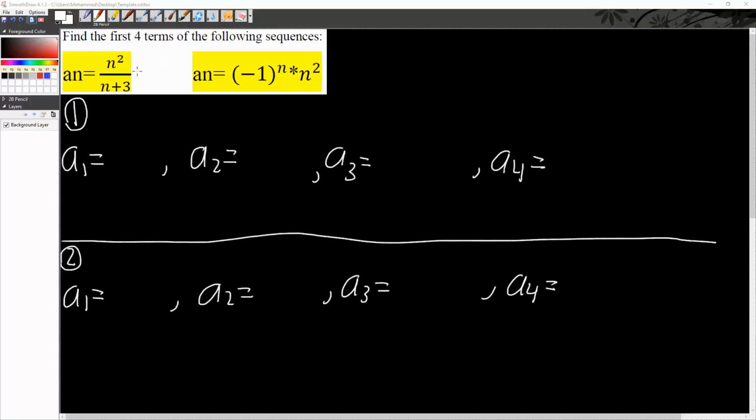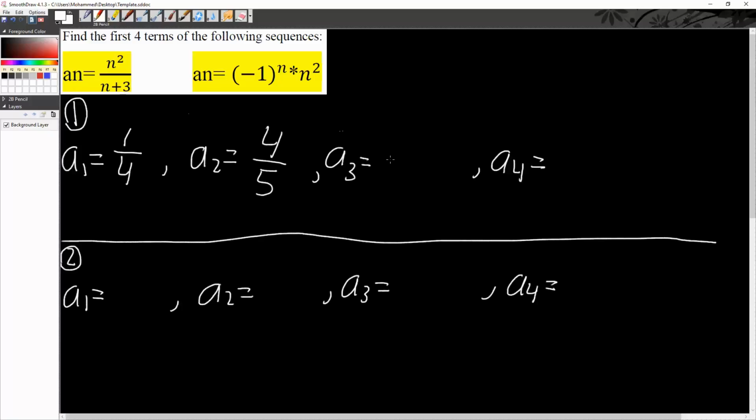We weren't told what the first term is, so we assume it's going to be 1. So when we simply plug in 1, we get 1 squared divided by 1 plus 3. So the answer is going to be 1 divided by 4. Now we do 2. So 2 squared is 4. 2 plus 3 is 5.